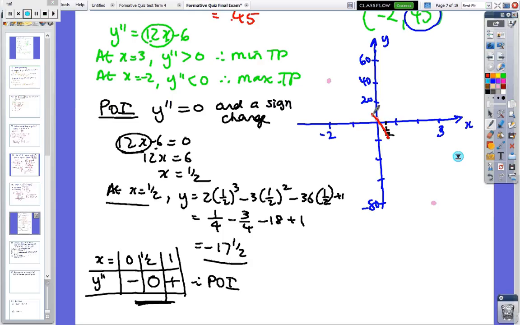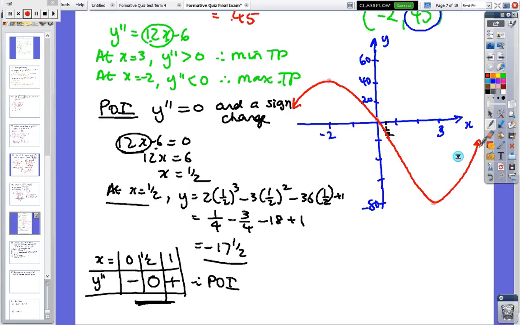So we're going to go up, and then down, and then we're going to go from the point of inflection. We're going to go down and pivot, and then go up. So we don't have to worry about the x-intercepts, and it looks something like that. Okay, so that's one question you don't want to make a mess on because that's big marks.